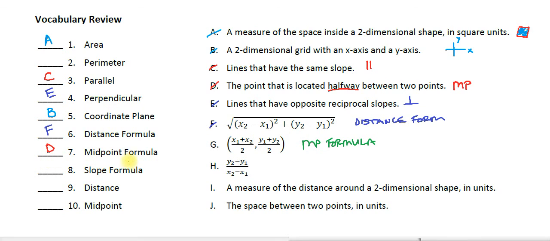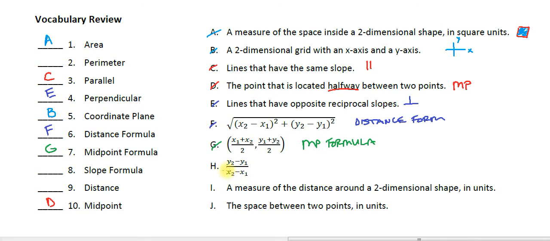Oh, that's funny. I already put D in midpoint formula. So you see, class, I already made that same mistake that I just pointed out to myself. Let's get rid of that. Letter D wasn't midpoint formula. Letter D was the definition of midpoint. And it looks like I did that for distance formula as well. Nope, I'm okay with that one. So G is the midpoint formula, which is right here. Let's check our other answers real quick. F was distance formula. That was good. Okay, so we're good with this.